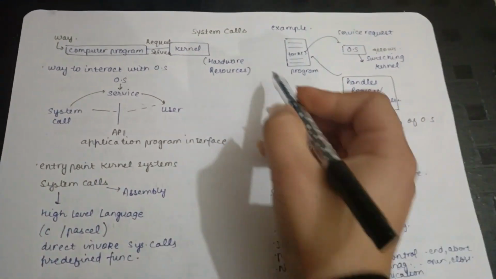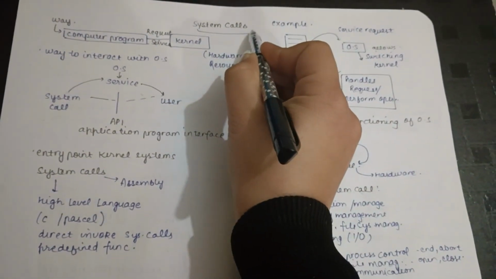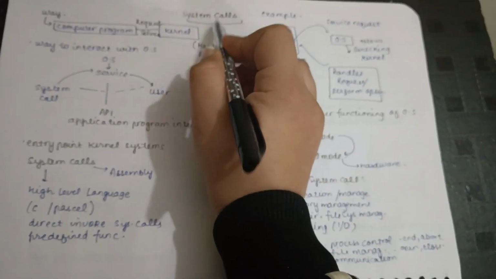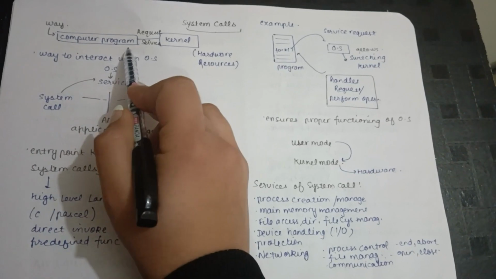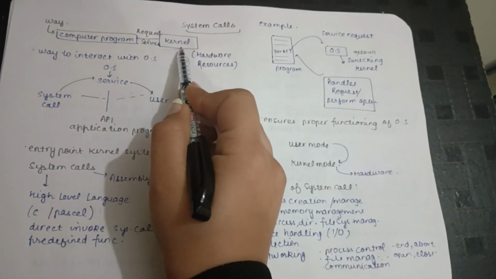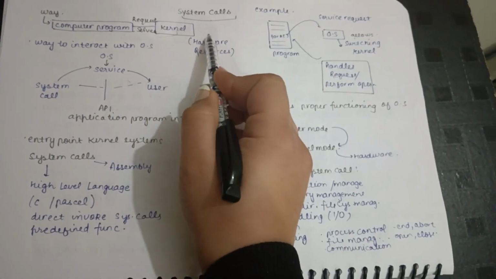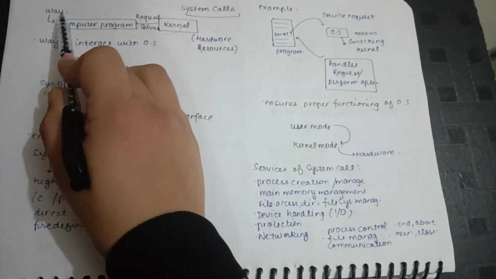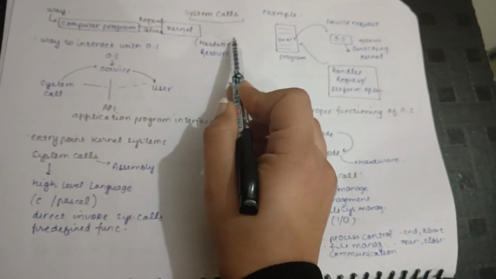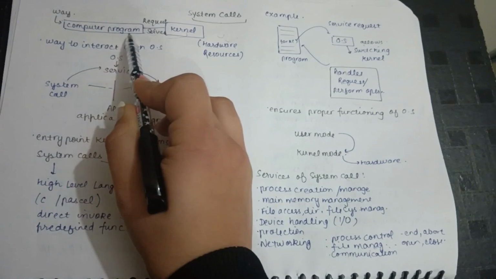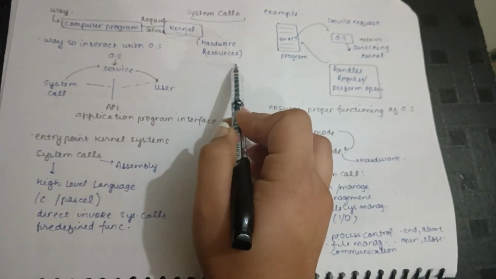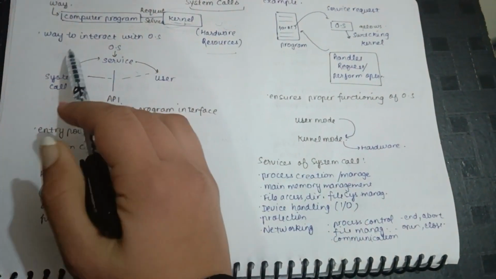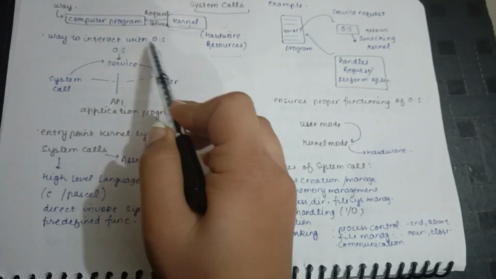And now we are starting with a very important topic, which is system calls. A system call is a technique in which a computer program requests a service from the kernel, which has access to the hardware resources. So this request has to be made by the computer program to the kernel, because the kernel is in charge of the hardware resources and other devices. So it is a way to interact with the operating system.